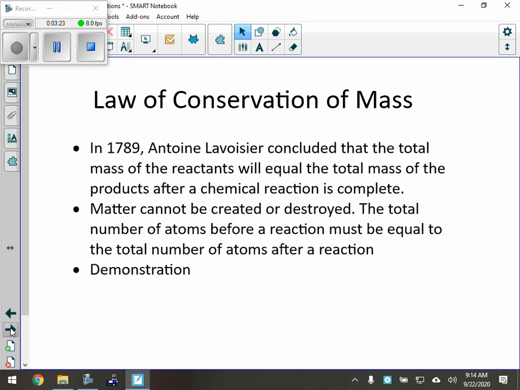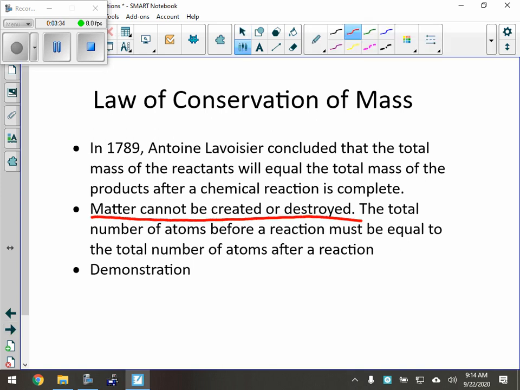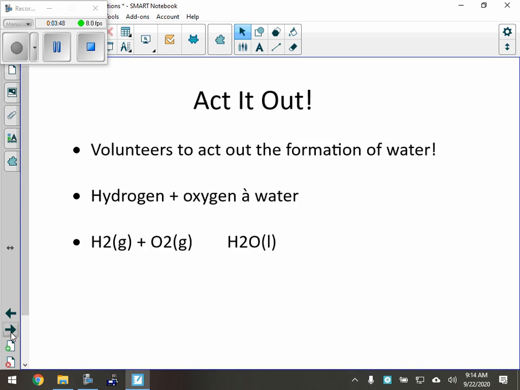Law of conservation of mass. Most of these notes are there for you, but basically it says matter cannot be created or destroyed. You've probably heard that before. Which basically means that if we start with 4 atoms of carbon, we have to end up with 4 atoms of carbon. That's how we balance chemical equations, of course. If I start with 4 carbons, I have to end up with 4 carbons. That's basically all that says there. We're not going to act that out.